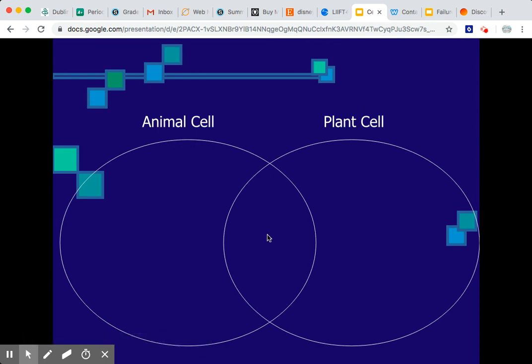Feel free to go back and look at any of the organelles in more detail. While you are listening to this, I will be around to be able to help and answer questions as well.